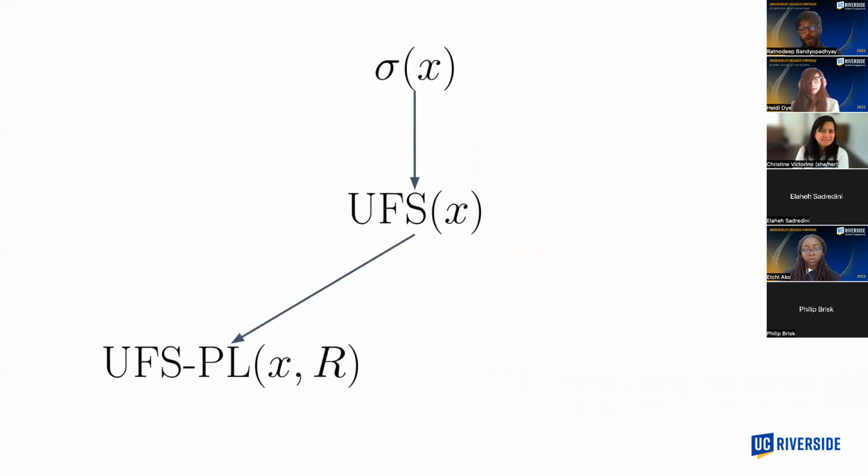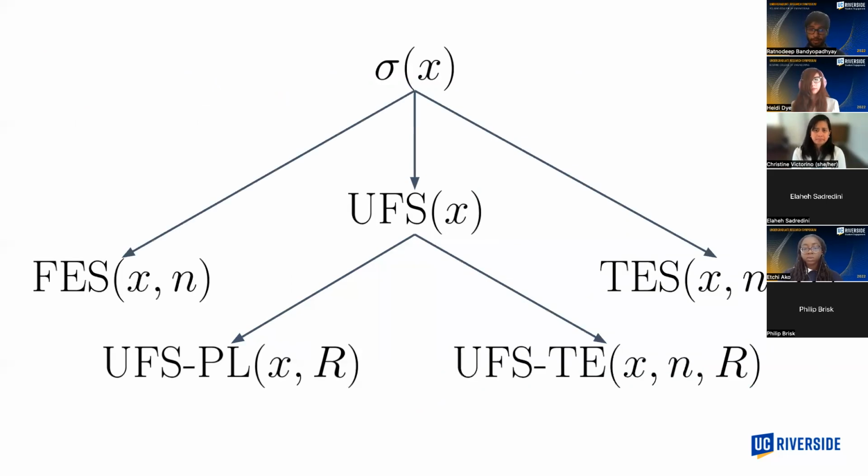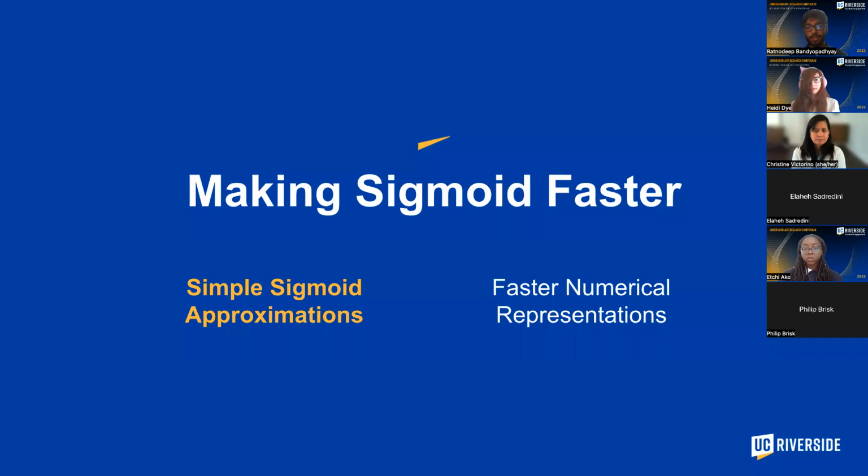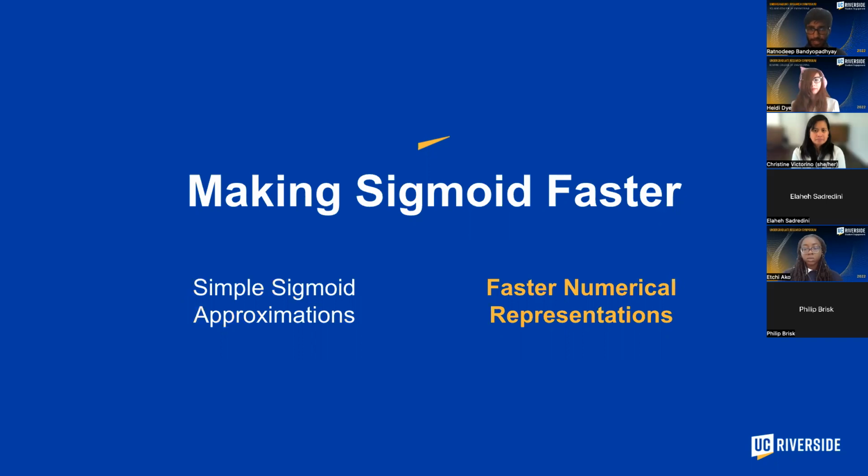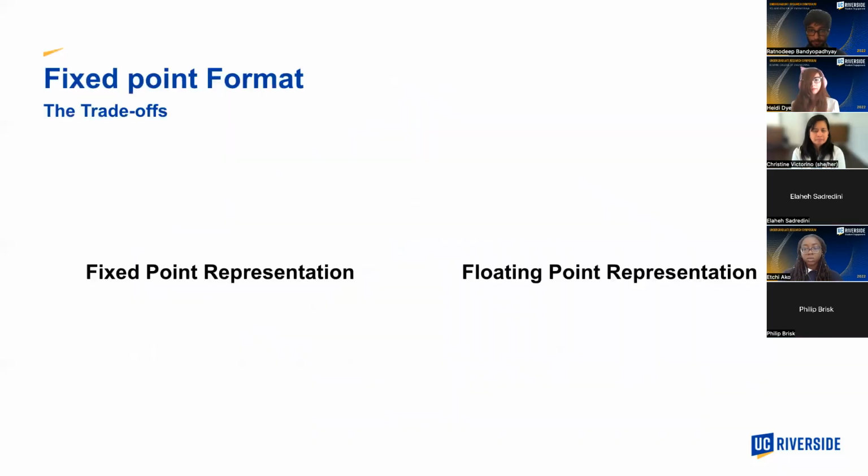Taking a step back, we can retrace the path taken to arrive at UFSPL. And as mentioned before, this is only one method of simplifying the sigmoid function. There are plenty of other approximations, each offering their own trade-offs between speed, accuracy, and hardware complexity. So far, the discussion has been about making sigmoid faster through the use of simpler approximations. Let's talk about the impact of using a faster numerical representation.